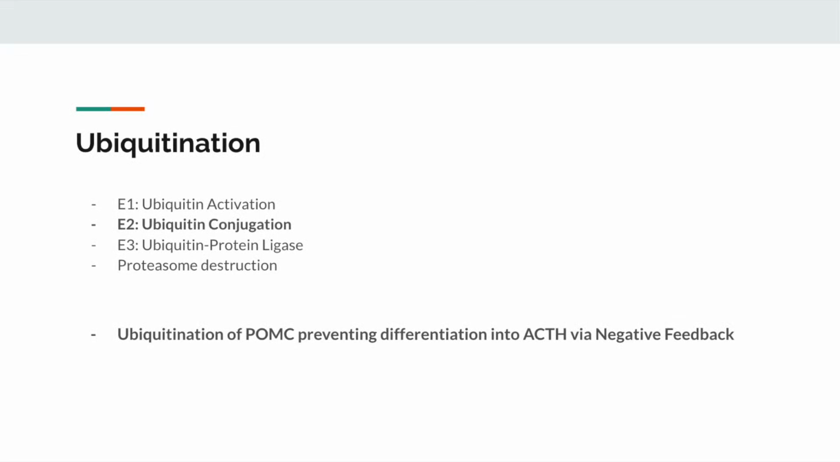In the HPA axis, in the anterior pituitary, the POMC is converted into ACTH. To prevent excess conversion, as dictated by negative feedback, POMC is ubiquitinated.